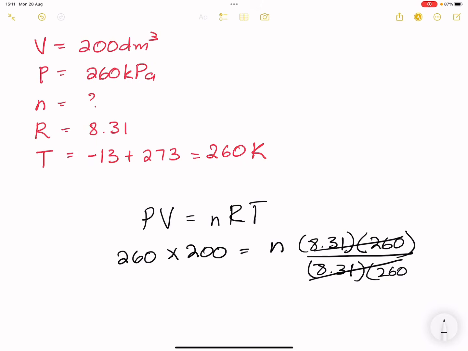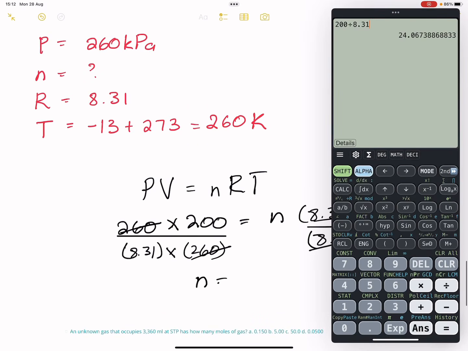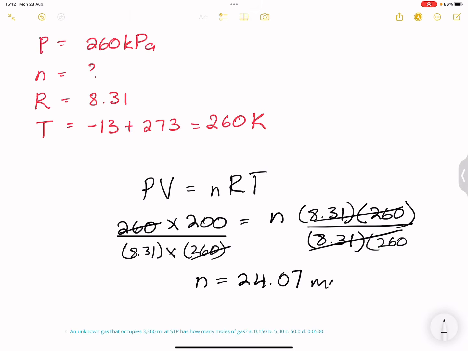So that this cancels with that, but what we do on the right, we do on the left. So that's 8.31 times 260. Actually, 260 and 260 cancel. So we've got 200 divided by 8.31. I get 24.06, or let's say 24.07. So those are the number of moles.